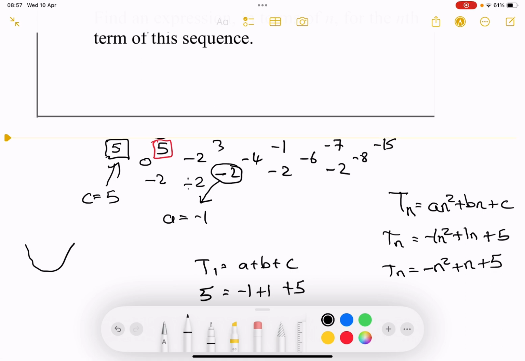If I wanted to check this, and I will do in this case, 1, 2, 3, 4, the fifth term is -15. So if I substituted in, I would have -5 squared plus 5 plus 5. Well, 5 squared is 25. Times by -1 is -25. -25, add 5, plus 5, add 10, which is -15. So it's a little check.